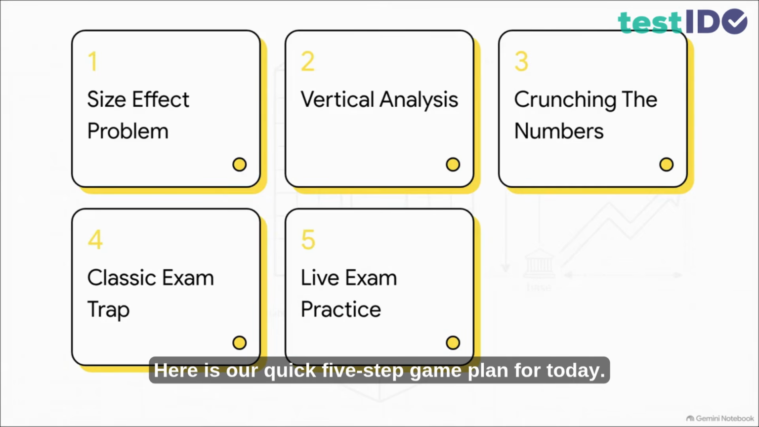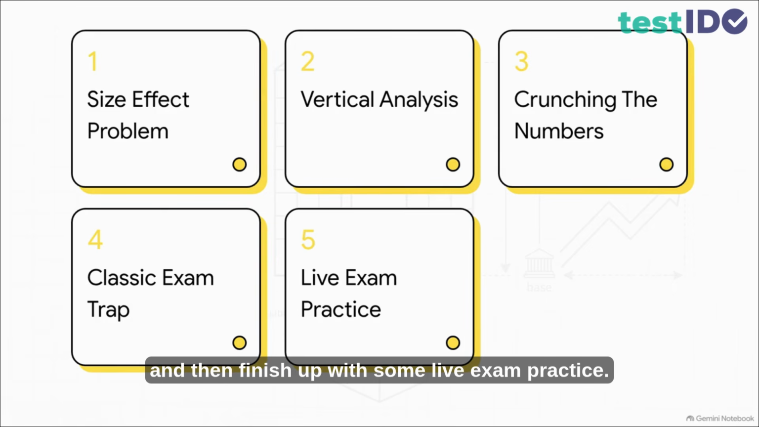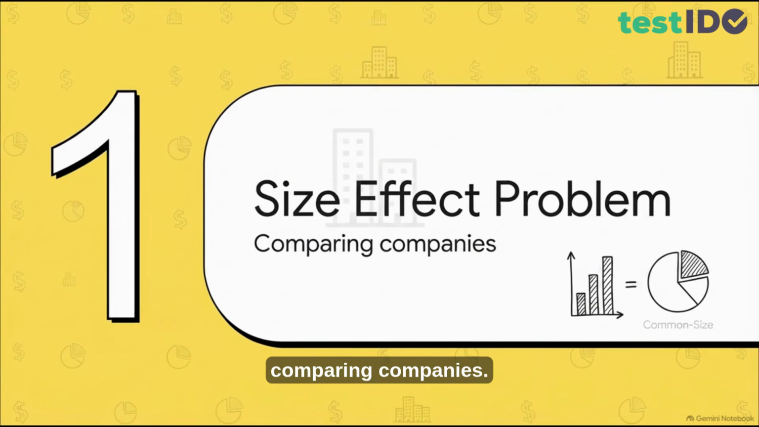Here is our quick 5-step game plan for today. We'll start with the size effect problem, define vertical analysis, crunch some numbers together, look at a classic exam trap, and then finish up with some live exam practice. All right, kicking things off with Section 1, the size effect problem, comparing companies.